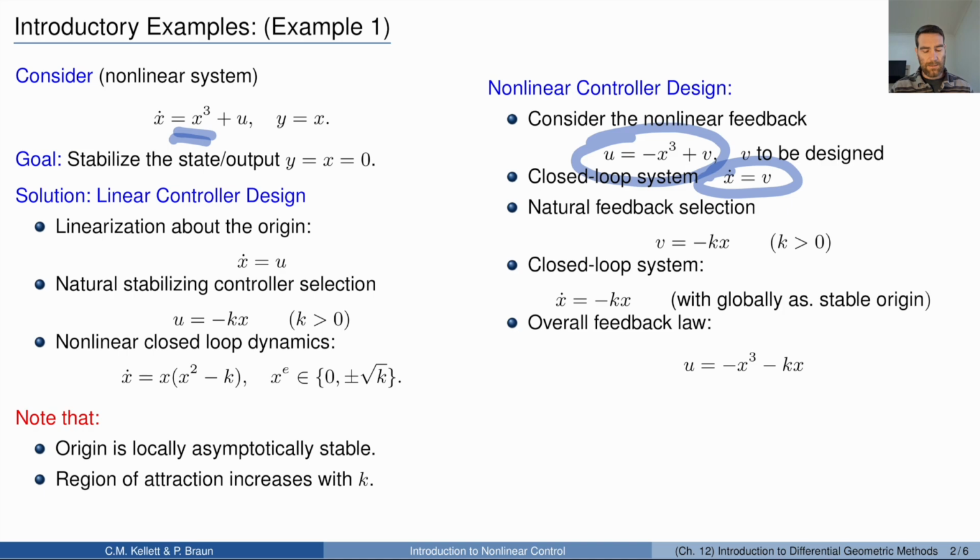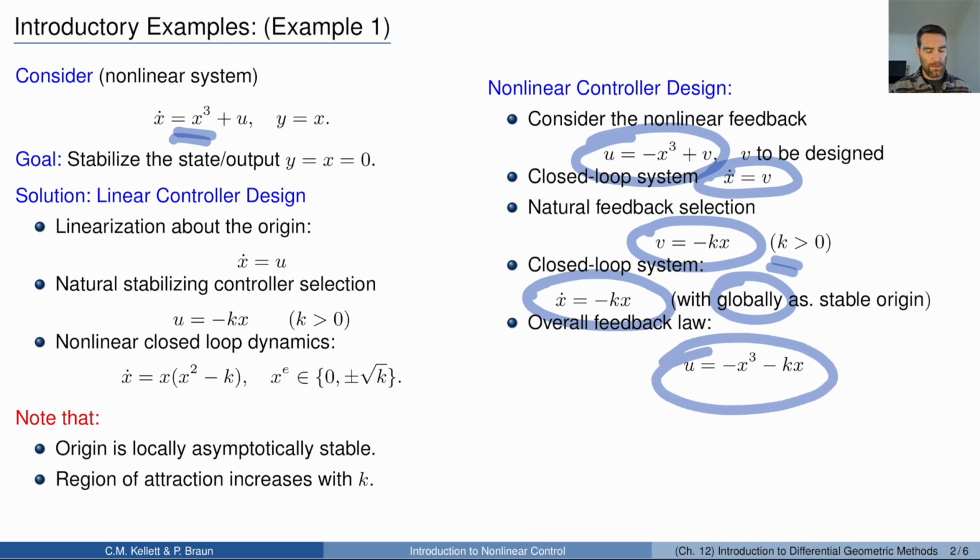So now in this case, we can again select v as a linear controller. v is equal to minus kx, again for a positive constant k, and then the overall closed loop dynamics are going to be of the form x dot is equal to minus kx. And now this system has a globally asymptotically stable origin, so not just a locally asymptotically stable origin. And we have achieved that now with this nonlinear feedback law instead of the original linear feedback law.